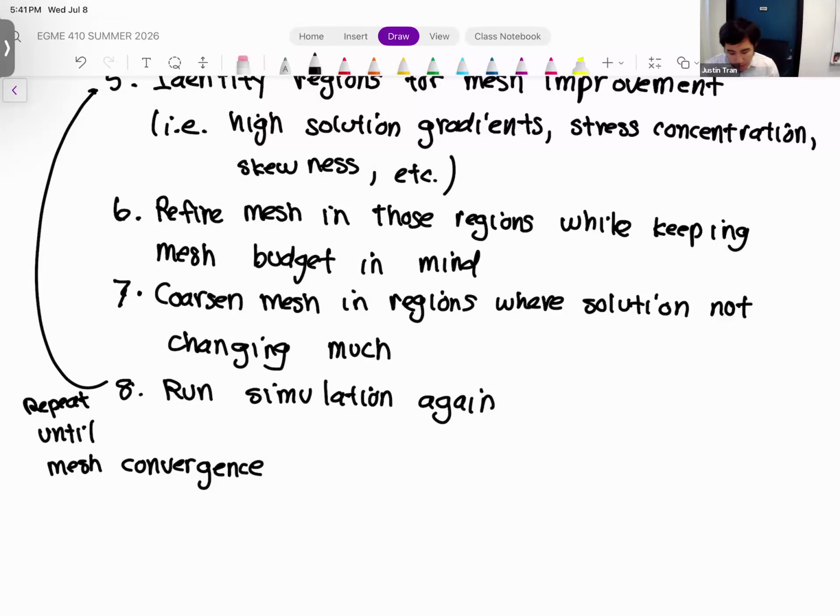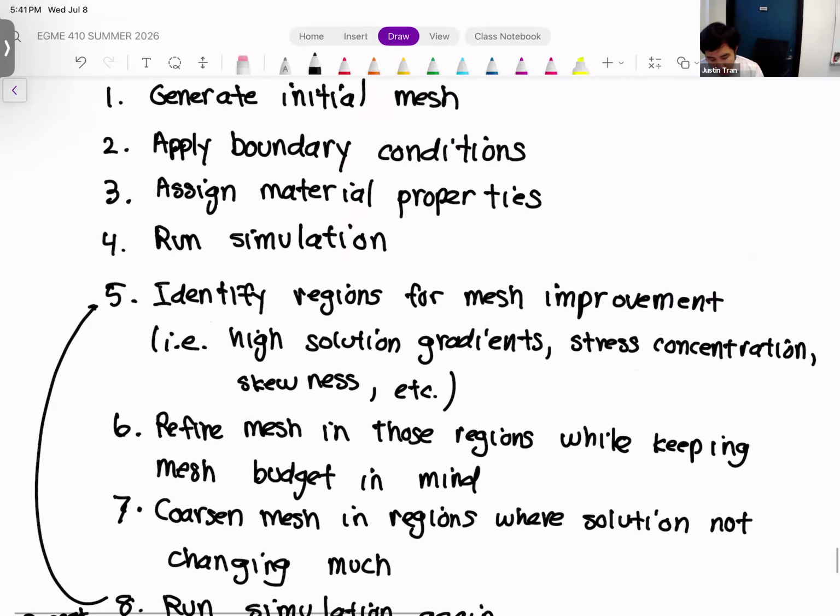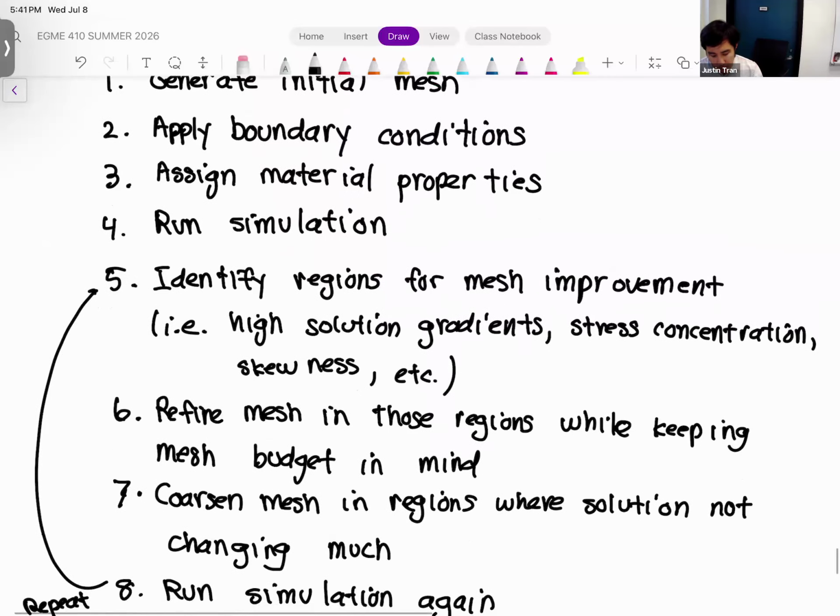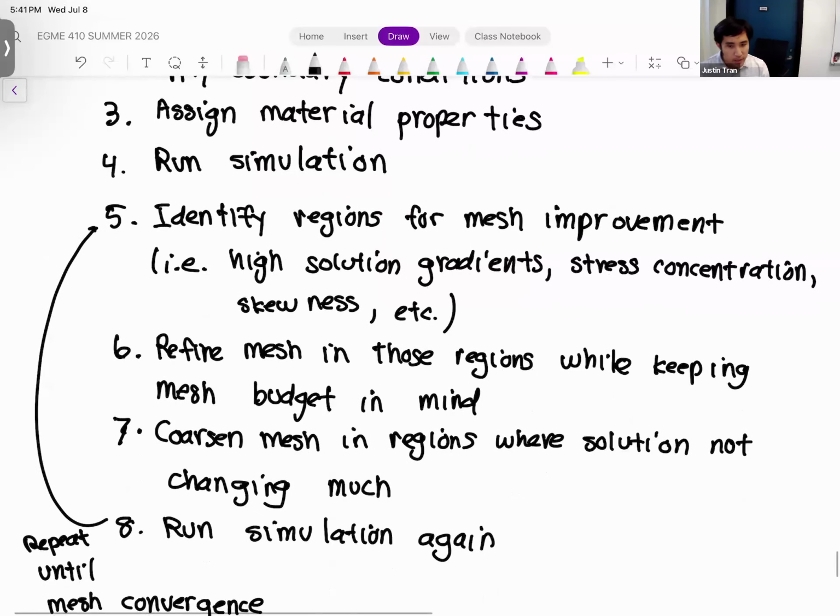All right, but in general, this is the procedure for generating a finite element mesh. It's not something that you identify and do on the first step. Usually there are several steps that you have to do in order to get there. Any questions on this procedure here?